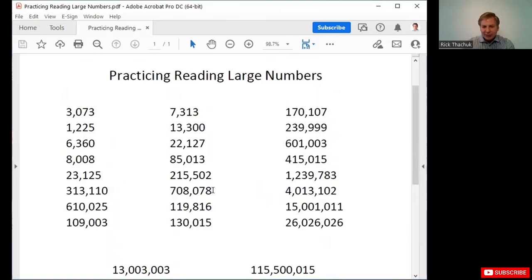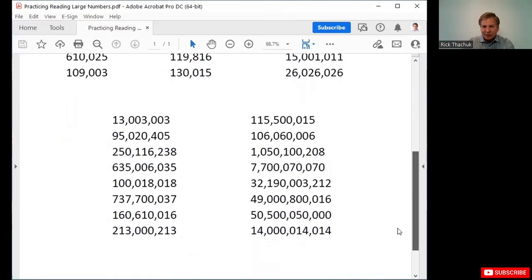This number right here, can you read that, please? So that's 708,078. How about this number right here? 415,015. What about this number here? Go ahead and read that out loud. 15,001,011. Let's move on to some larger numbers.